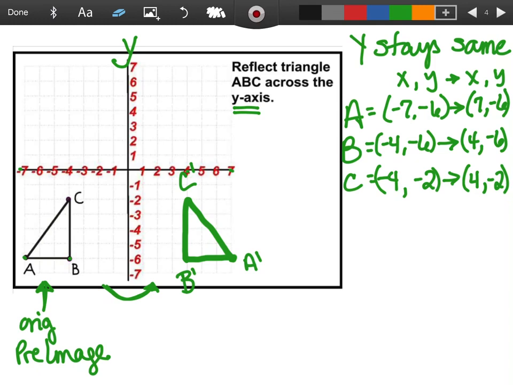Remember, preserve means to keep, but it changes my orientation. Remember, orientation is the way I am facing.